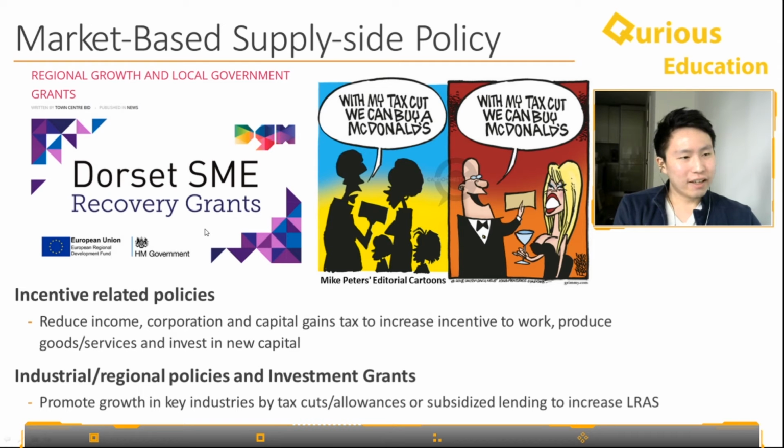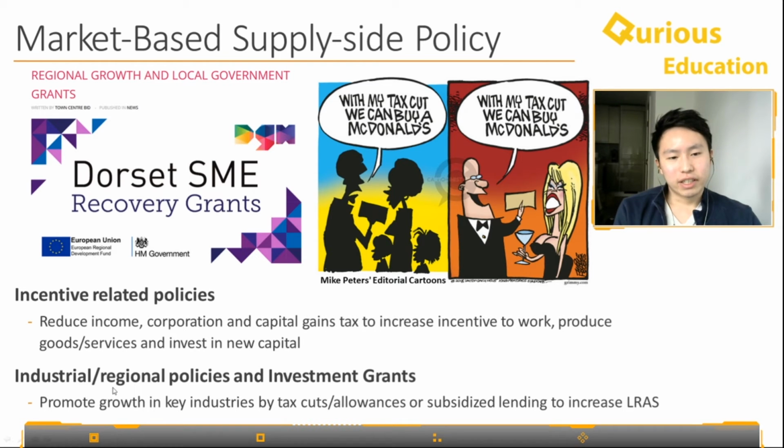So we can see this comic here. I love these editorial or political cartoons. If we cut taxes, there might be a problem with the level of income inequality in the economy. So there might be a bigger wealth gap, right? If we cut taxes by like 10%, for example, those in the middle income class might be able to buy one more McDonald's meal, but those that are slightly richer might be able to buy the McDonald's company. So that's just another problem we can be aware of.